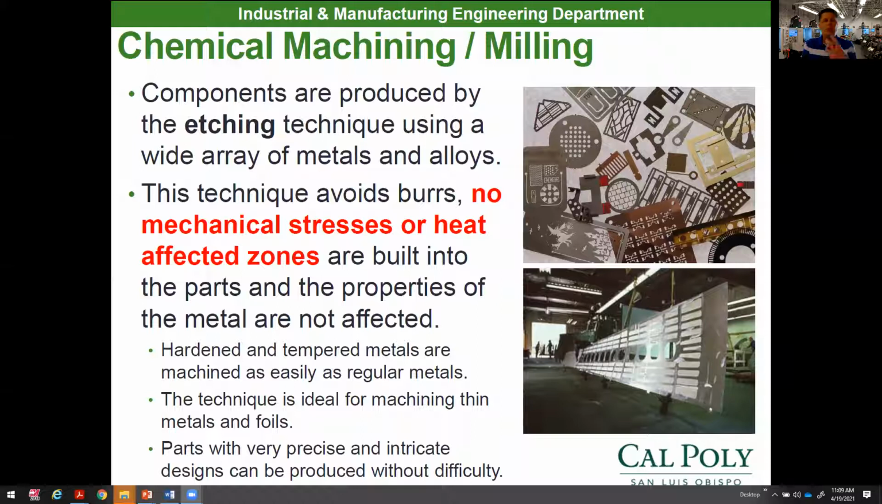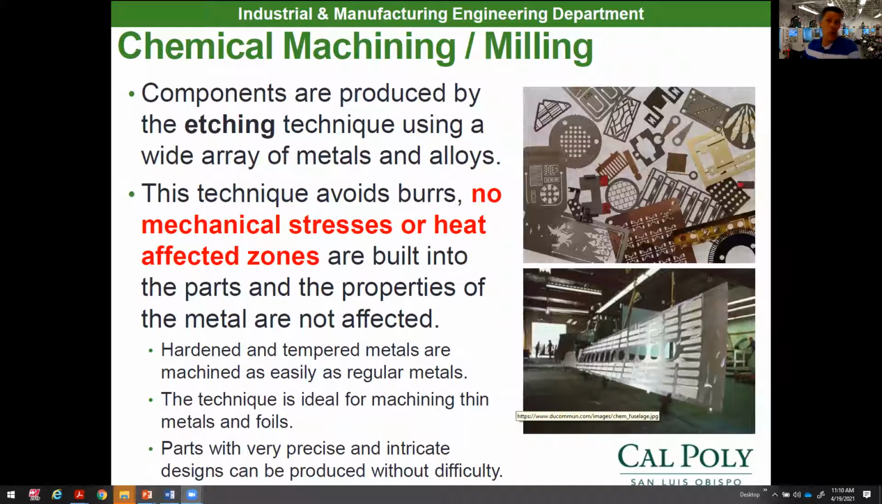You can basically cut hardened and tempered materials as easily as regular materials, because what we're doing is machining with chemicals or an acid. So there are no mechanical stresses or heat affected zones. The acid just dissolves the material away. So this is ideal in making really thin metal and foil parts. In fact, you'll see right here on the screen in the bottom right corner, we have an aircraft fuselage that has been pocketed away to have pockets in it. So it's a lightweight fuselage, and we are able to lighten up our sheet metal. If we're able to lighten up that sheet metal, we get better fuel economy on that aircraft, right?